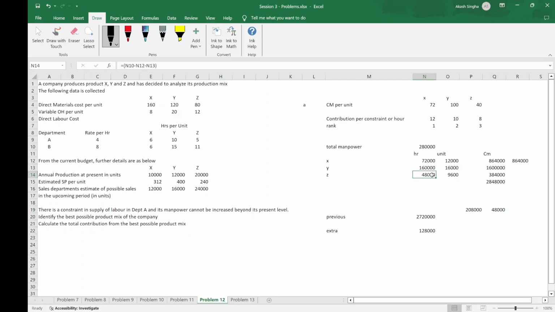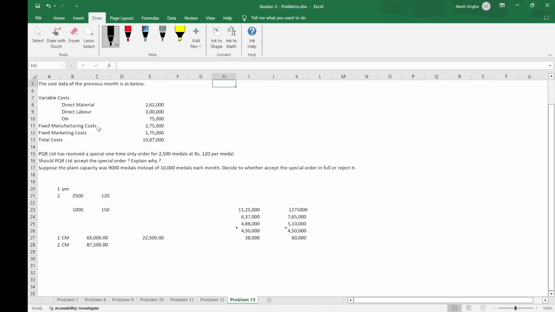For Z we have 48,000 hours left. How many can we make? It takes 5 hours, right? So total it will be 48,000 by 5, 9,600. Then calculate the corresponding contribution margin to get the total contribution margin. For the previous, we can just calculate 10,000 into 72, 12,000 into 100, and 20,000 into 40. We have now the current, and the difference is the extra.